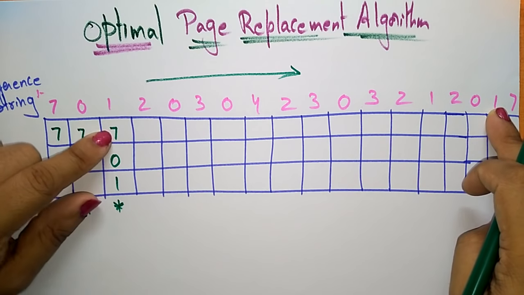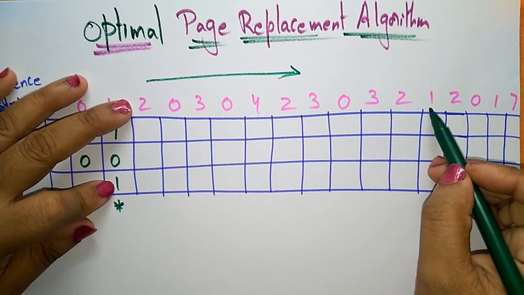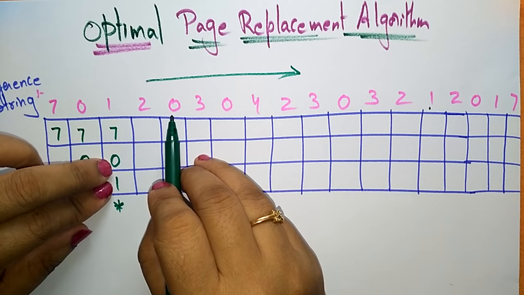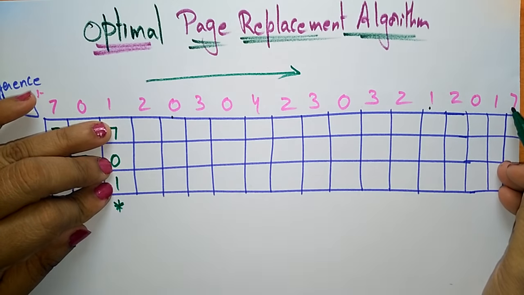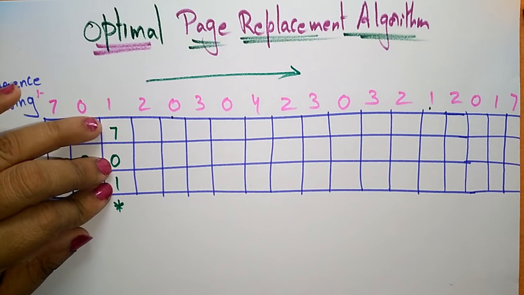Here, if you take 1, we are using it here, and 0 we are using here. Coming to 7, we are using 7 at the last, which is the longest time in the future. So just replace the 7.